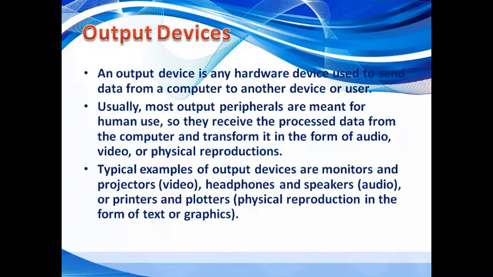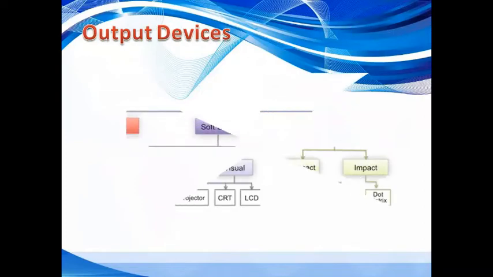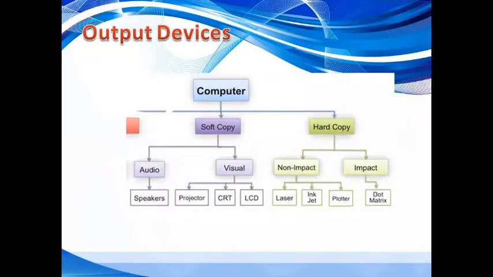Usually most output peripherals are meant for human use, so they receive the processed data from the computer and transform it into the form of audio, video, or physical reproduction. Typical examples of output devices are monitors and projectors for video, headphones and speakers for audio, or printers and plotters for physical reproduction in the form of text or graphics. So we can classify our output devices into two major types: hard copy output devices and soft copy output devices.